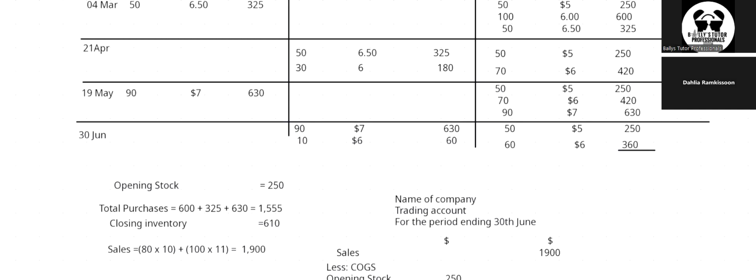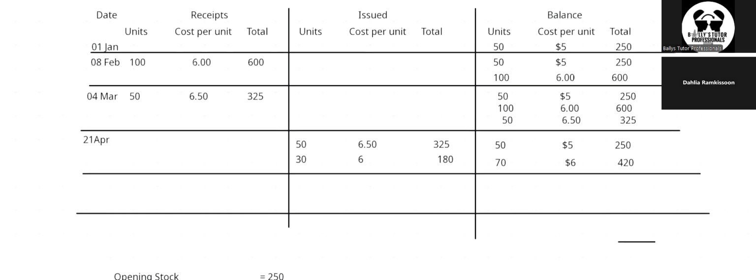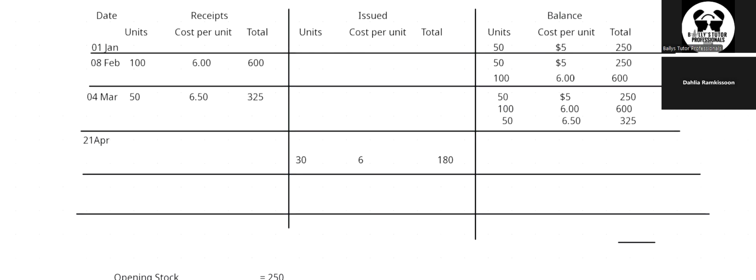AVCO means average cost. So all you're literally doing is finding the average cost of all the goods you purchased. And that's its value. So to do this one, we had to go back a bit further. We'll go all the way to the second transaction.